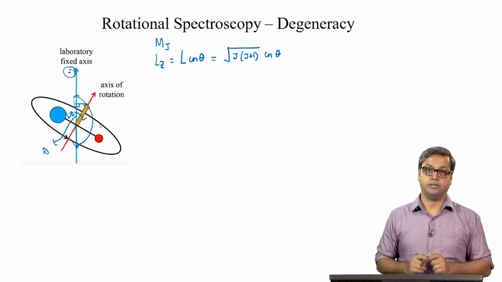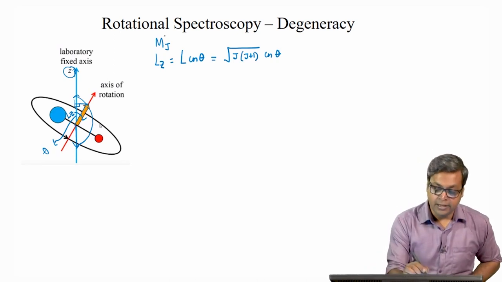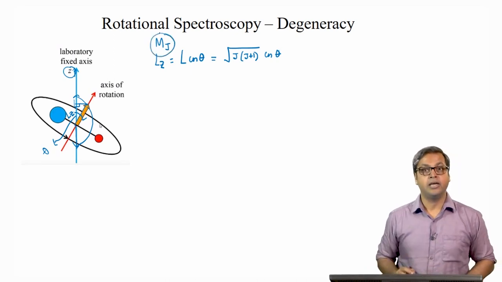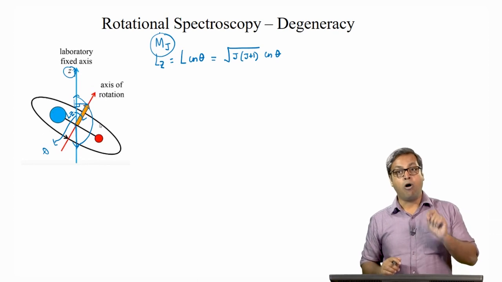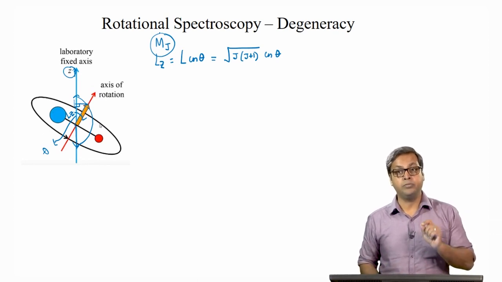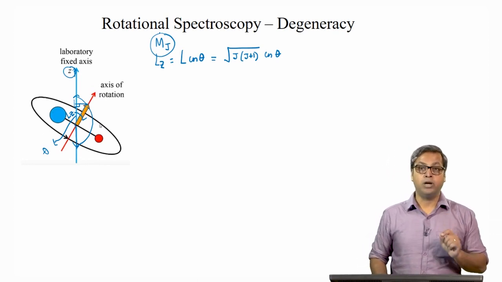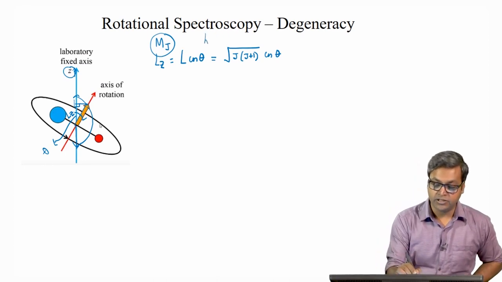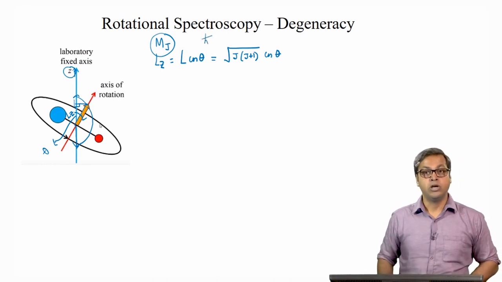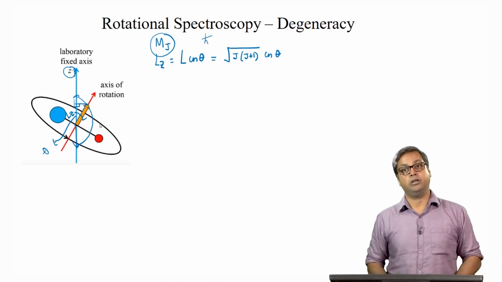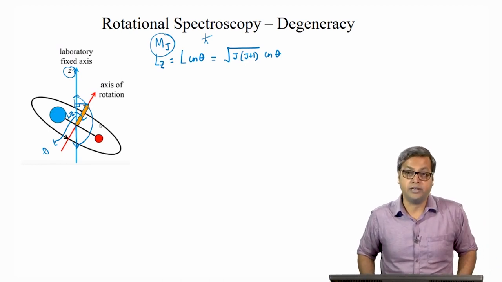up directions such that this m_j is 0 or an integral multiple of angular momentum units h cross. So, this puts a restriction on the angular momentum vector.